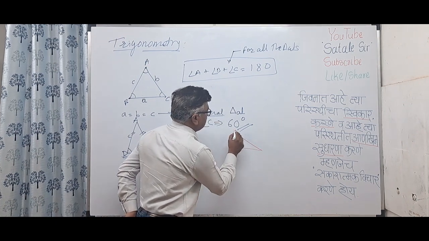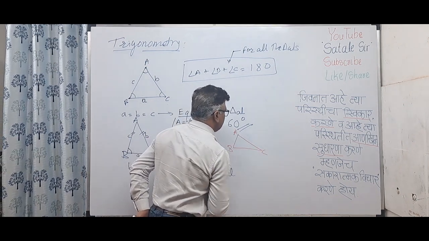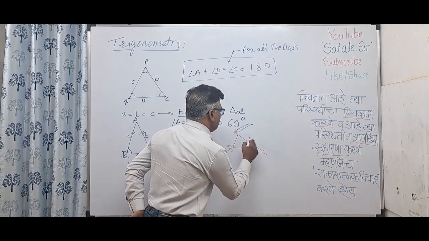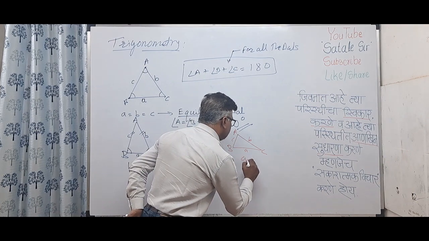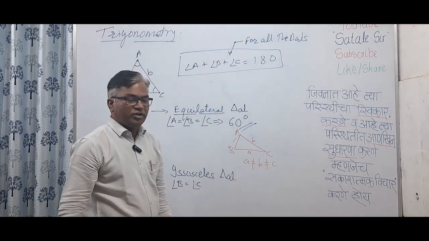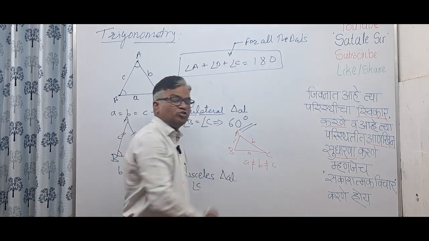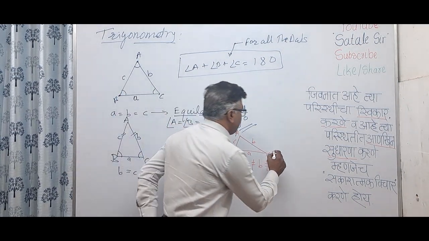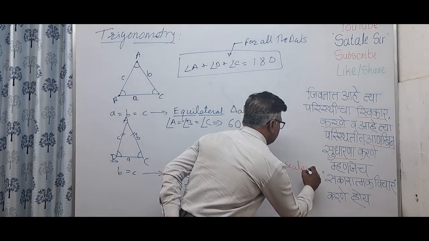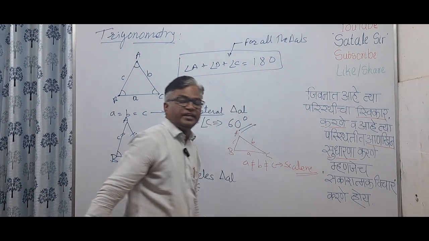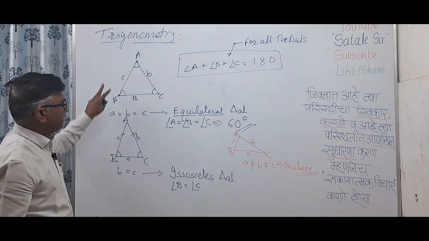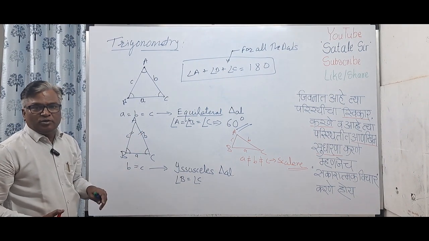Okay. So this is A, this is B, this is C, and you have these opposite sides, whose lengths will be a, b, and c. In this case, a is not equal to b is not equal to c. Then this kind of triangle is called a scalene triangle. Okay, scalene triangle.